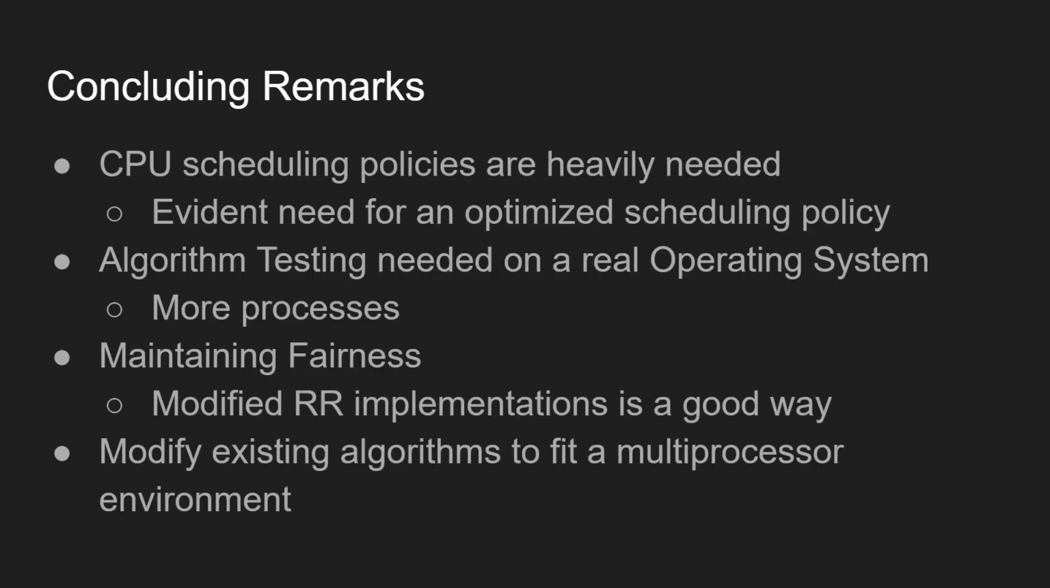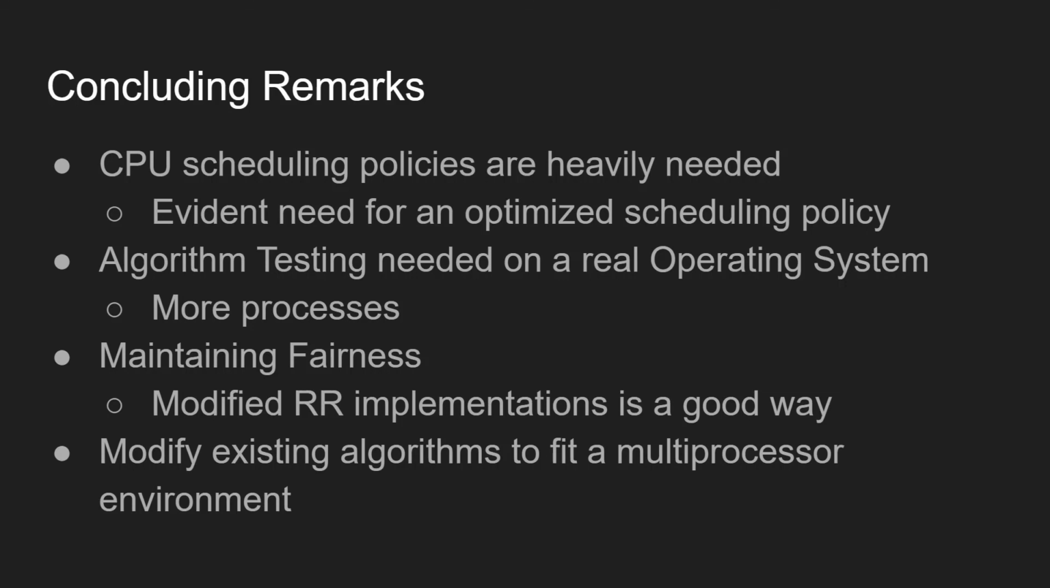Okay, after analyzing those three papers, I do have some concluding remarks. CPU scheduling policies are heavily needed. As evidence shows, we need an optimized scheduling policy. Algorithm testing needs to be on a real operating system, or at least some simulated real operating system environment, such that more processes can be run. I'd be interested to see how hundreds or thousands of processes would react in reference to these algorithms that were tested and compared.